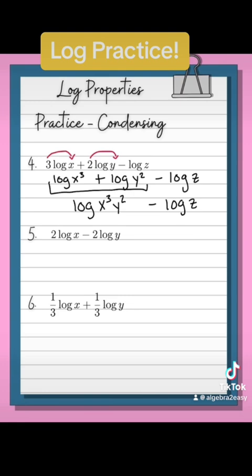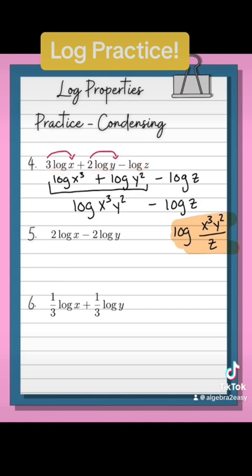Now we can condense these logs again into a single logarithm. And here we're going to have log. Now order matters. The first log goes in the numerator, and the second log goes in the denominator. So we're going to have log x cubed y squared divided by z. And that's our final answer. So we went from 3 separate logs to a single logarithm. Okay, let's look at number 5.